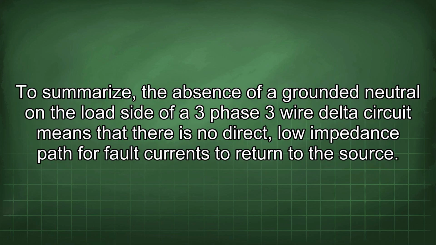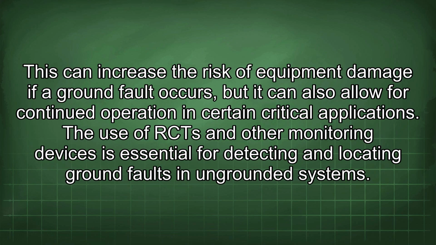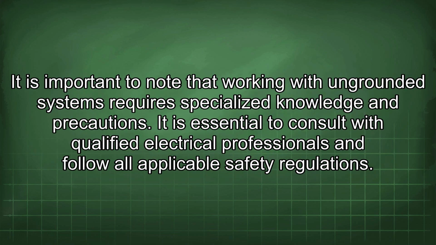To summarize, the absence of a grounded neutral on the load side of a three-phase 3-wire delta circuit means that there is no direct, low impedance path for fault currents to return to the source. This can increase the risk of equipment damage if a ground fault occurs, but it can also allow for continued operation in certain critical applications. The use of RCT and other monitoring devices is essential for detecting and locating ground faults in ungrounded systems. It is important to note that working with ungrounded systems requires specialized knowledge and precautions. It is essential to consult with qualified electrical professionals and follow all applicable safety regulations.